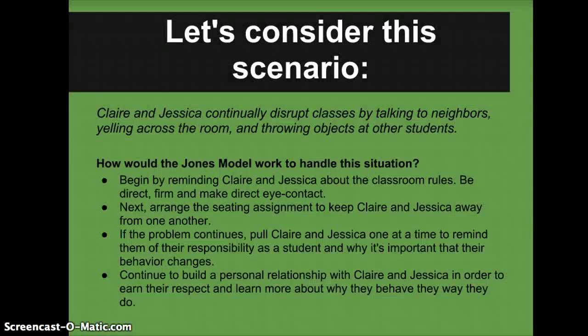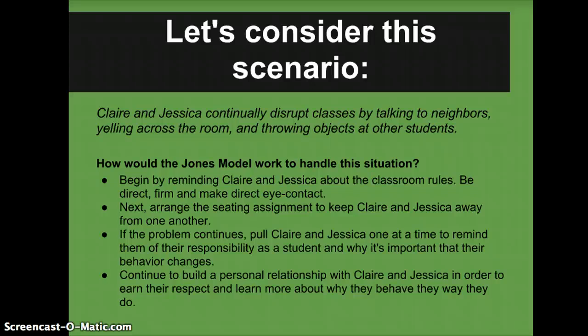So, using this prompt scenario, Claire and Jessica continually disrupt classes by talking to neighbors, yelling across the room, and throwing objects at other students. Using the Jones method, we would remind Claire and Jessica about the classroom rules, using that eye contact that is firm in the Jones model. Rearrange the seating arrangements, as discussed earlier, to keep the two talkers away.